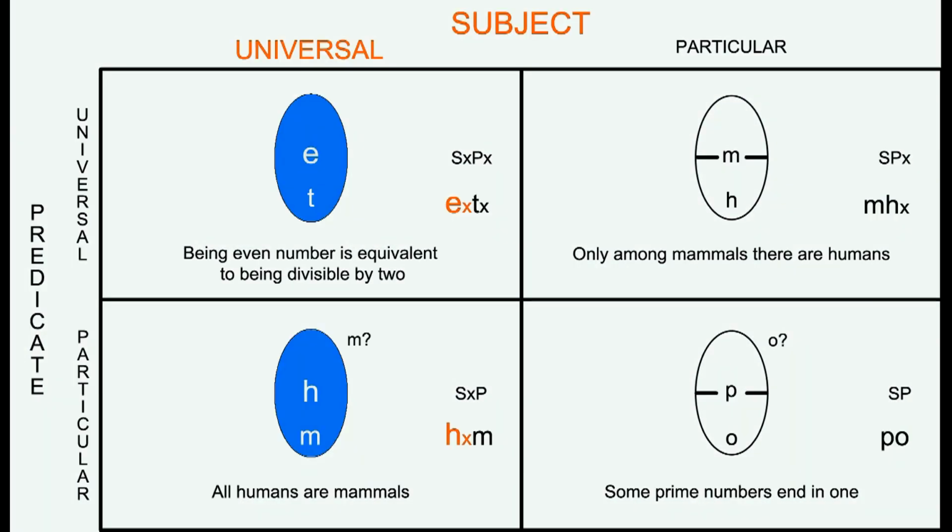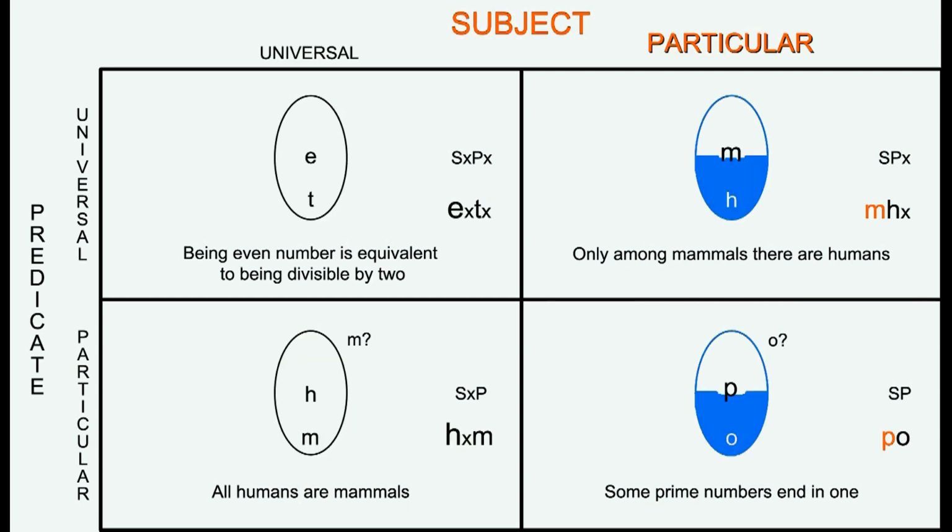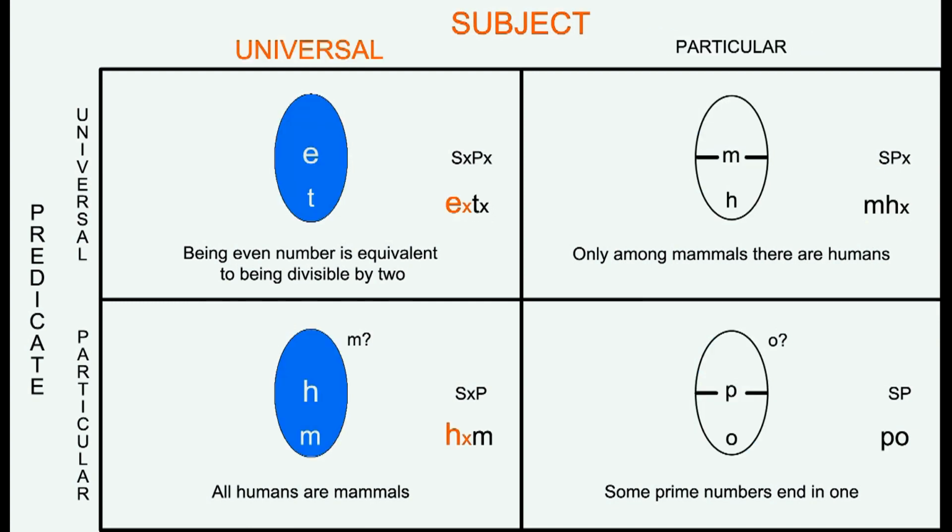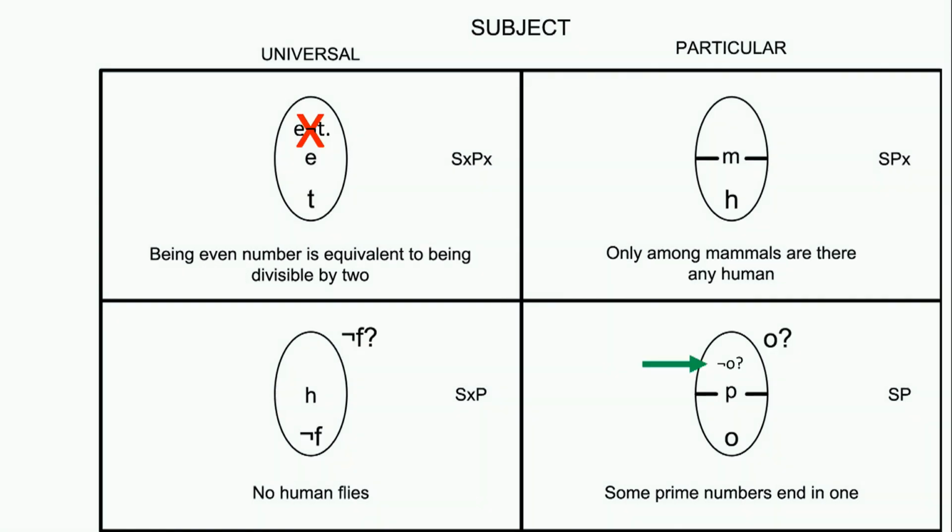The first decision we must make when representing a proposition is whether to divide the model of the term which functions as the subject. In particular propositions, the model must be divided, but not in universal propositions. In the proposition being even number is equivalent to being divisible by 2, the subject is universal because we cannot conceive that a part of the even numbers is not associated with being divisible by 2. However, in the proposition some prime numbers end in 1, the subject is particular because the logical structure of the proposition still allows us to suppose that there may be prime numbers that do not end in 1.